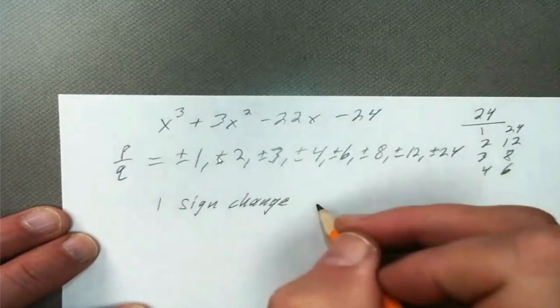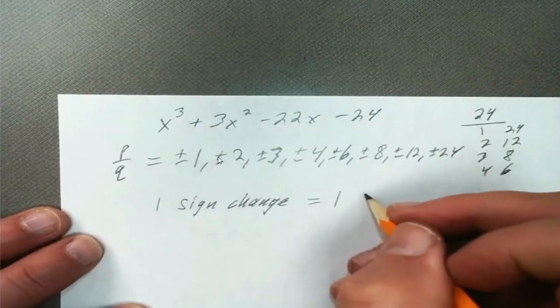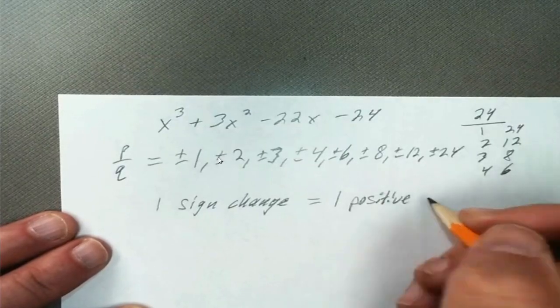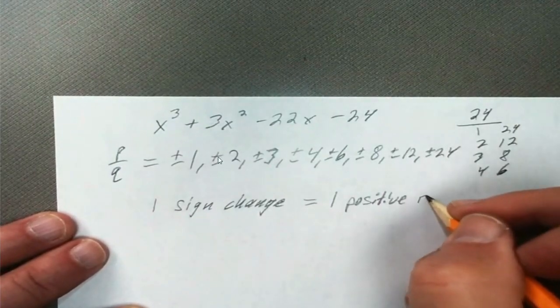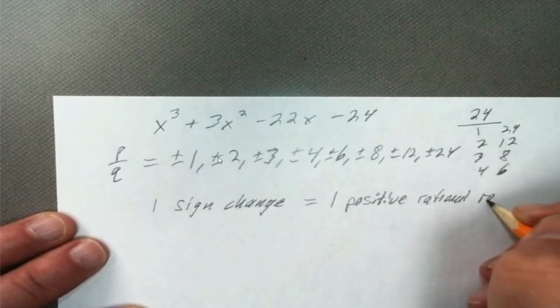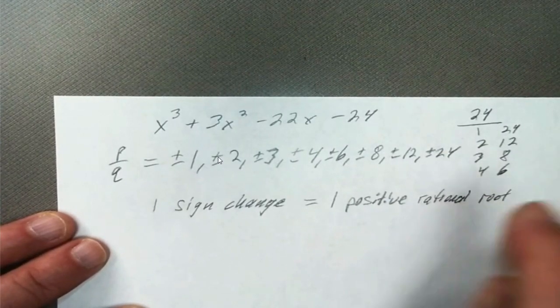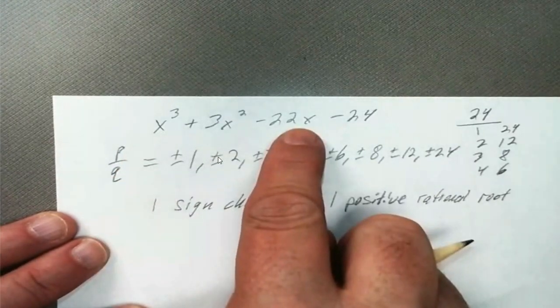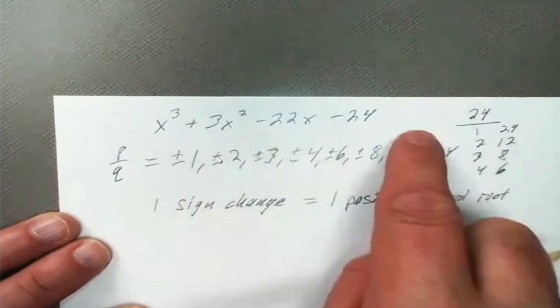So that means one positive rational root, or real root, you could say as well. One positive rational root because it only changed signs once. It went from a positive to a negative and stayed negative.